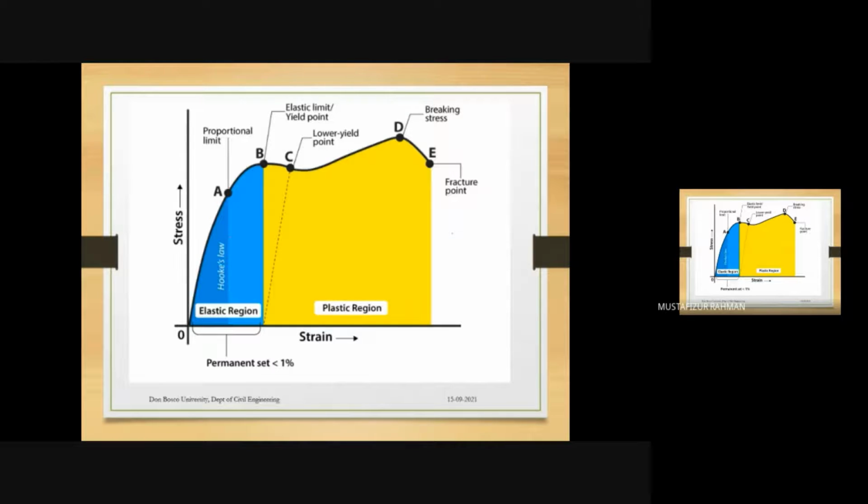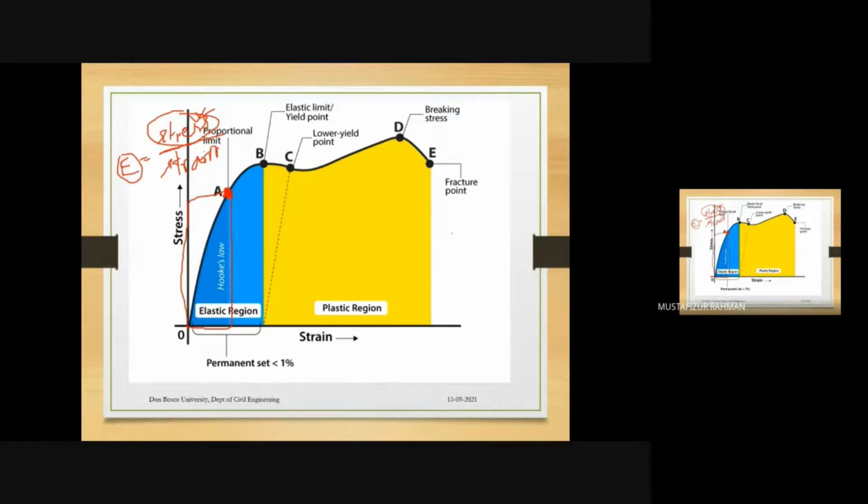Most of the time this elastic region coincides with the proportional limit, but sometimes it may not, but it will be very near. So that is what it is being shown. Up to A point, this is proportional. So here we are following Hooke's law. By Hooke's law, modulus of elasticity is equal to stress by strain, right? The modulus of elasticity, say for example, for steel is a constant, right? So if we know the strain, by multiplying with the modulus of elasticity, we can find out the stress level, or vice versa. If we know the stress, we can find out the strain, like that.